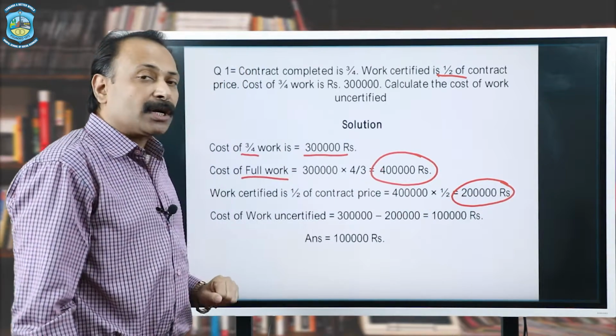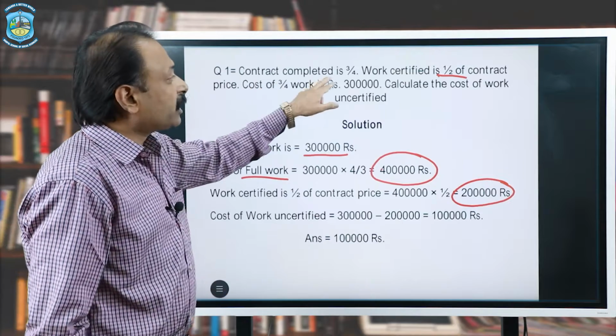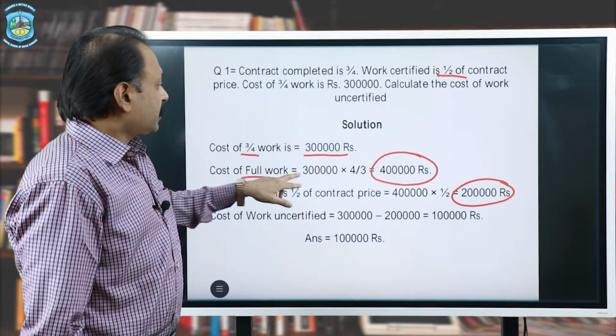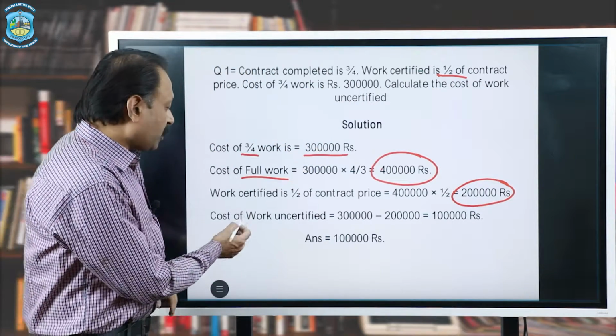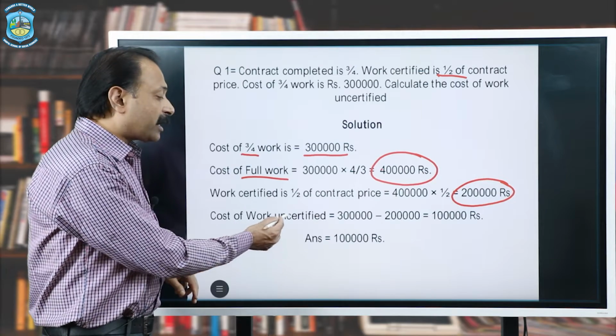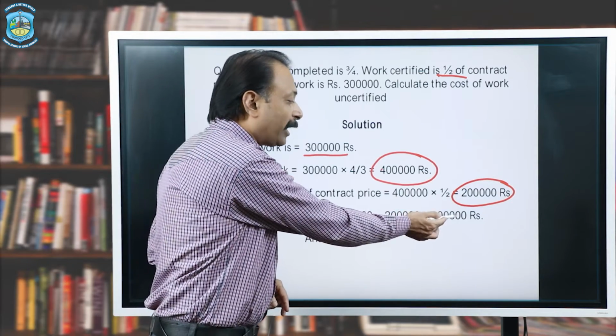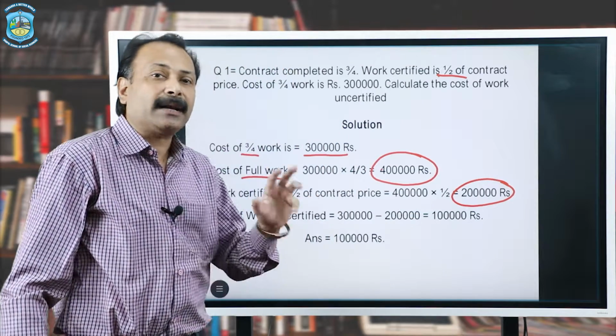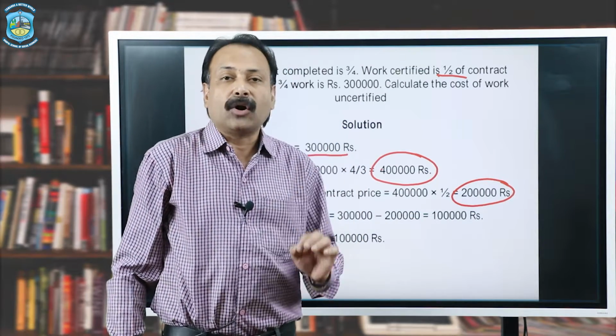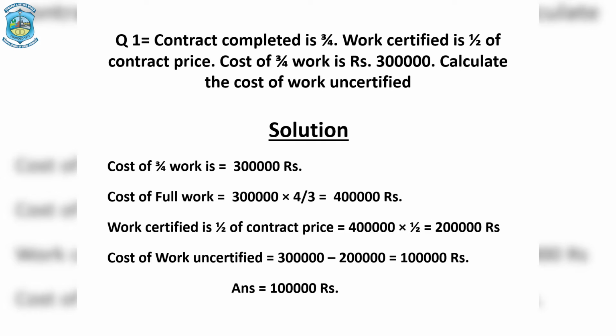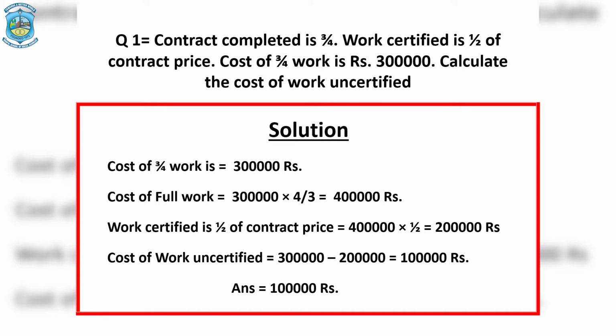Now the total cost of work done, it is given in the question, is 3 lakh rupees. So when we have to calculate total cost of work uncertified, that is 3 lakh minus 2 lakh is equal to 1 lakh rupees. That means the work done by us is 3 lakh rupees, out of which the certificate which we received is for 2 lakh rupees. So 3 lakh minus 2 lakh gives you the value of work uncertified, and that is 1 lakh rupees.